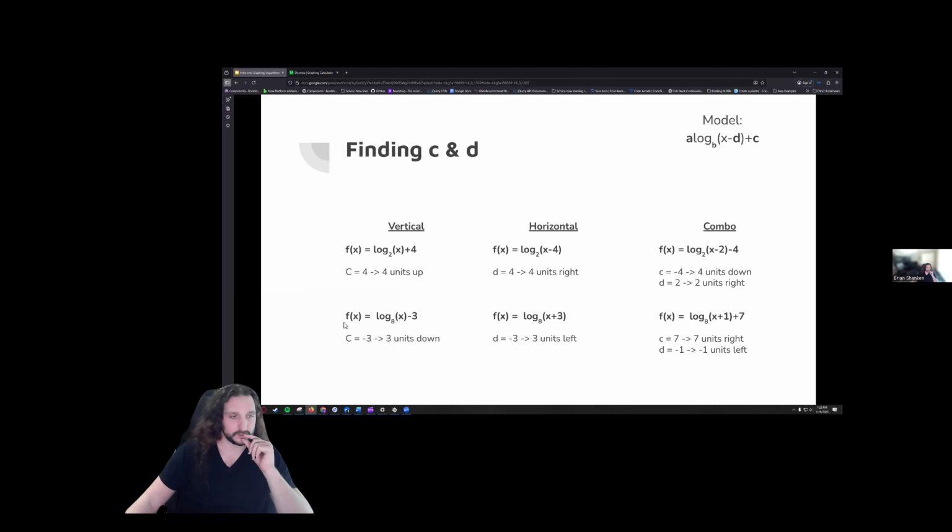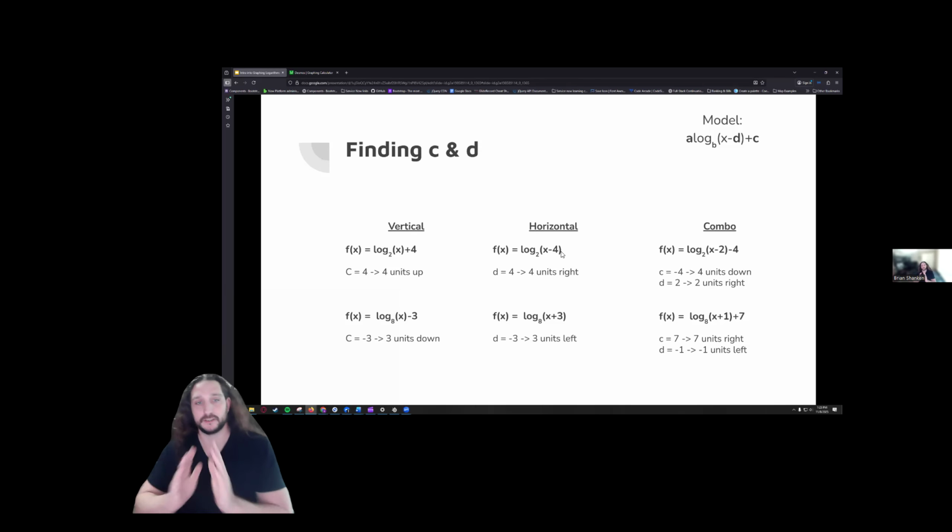So let's look at another vertical example. We've got f of x equals the log base 8 of x, minus 3. Before we had a plus, this time we have a minus. If we look over here, it calls for a plus. So that c on the outside, outside of your argument, is going to be that negative 3. We're going to go 3 units down. Remember, if we've got a positive, we're moving up for the vertical, and if we've got a negative, we're moving down.